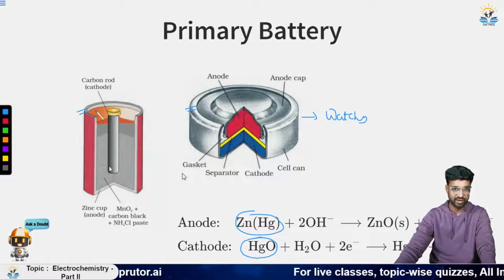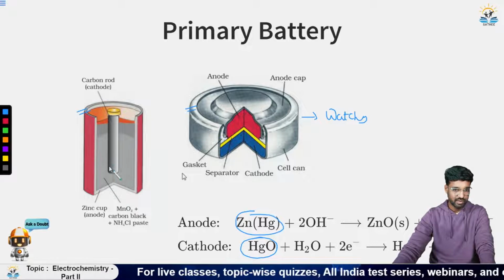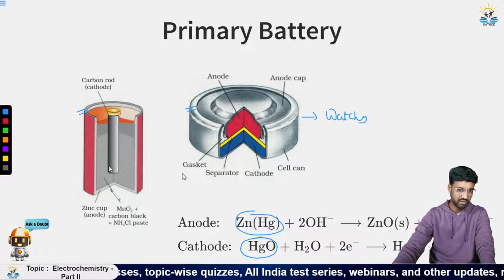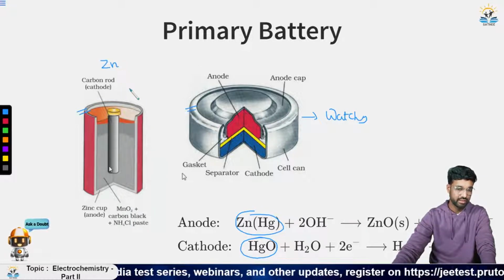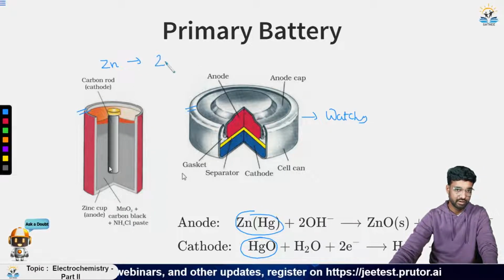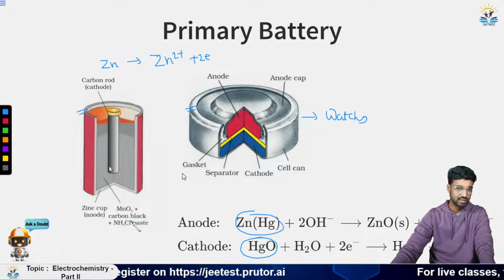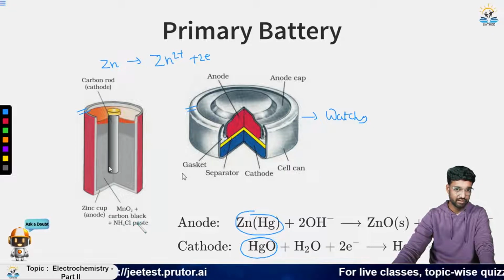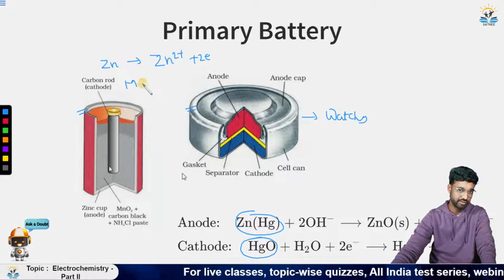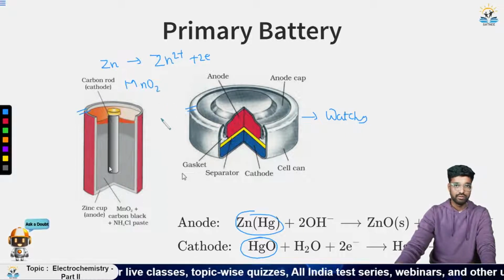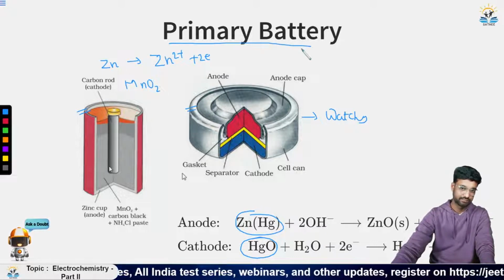Similarly, here is an example of a dry cell. It has a cathode made up of a carbon rod. Then we have the zinc cup, and zinc is the species getting oxidized. Then we have MnO2 plus carbon black plus NH4Cl, and the MnO2 species is getting reduced here. Okay, so these are the two primary batteries that we use in our daily life.